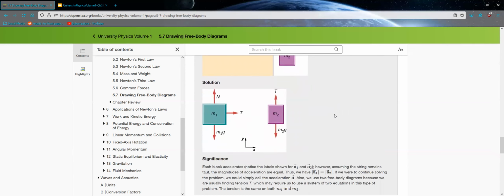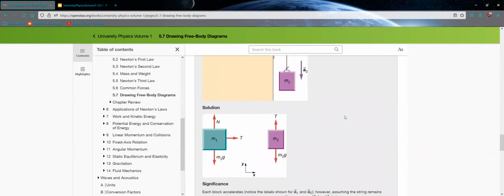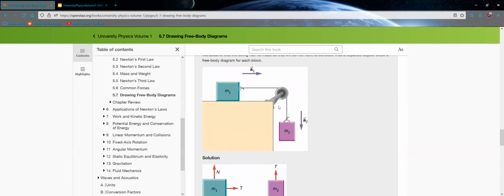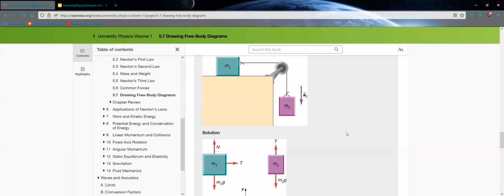So when we come down here to our solution, we notice that we do in fact have forces being applied. M2 has a downward force and a tension force pulling it up. The tension force comes from acceleration. It's not super obvious because they drew it real close, but the tension arrow is in fact shorter than the mass arrow because the block is being pulled down.